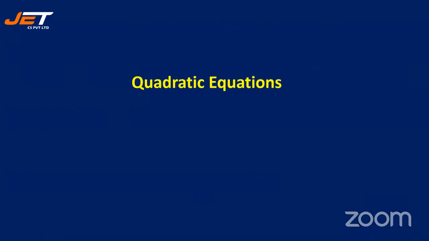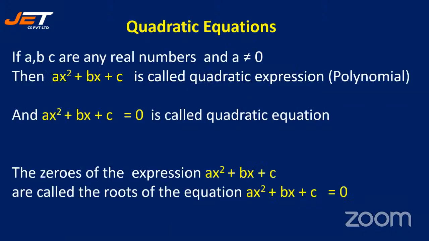Yes, so today we'll be doing quadratic equations. A very interesting and very important chapter in your standard 10, isn't it? So let's quickly brush up the basics. If a, b, c are any real numbers and a is not equal to 0, then ax square plus bx plus c is called a quadratic expression. That's a polynomial actually. And ax square plus bx plus c is equal to 0 is called a quadratic equation.